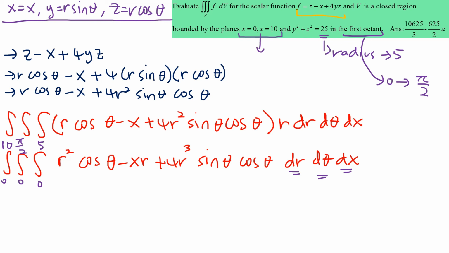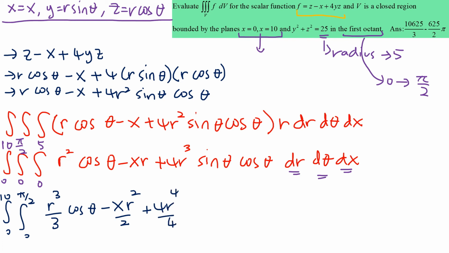Integrate the r. So I have here 0 to n, 0 to pi over 2, r cubed over 3 cos theta minus x r squared over 2 plus 4r to the power of 4 over 4 sin theta cos theta, from 0 to 5, d theta dx. So substitute 5 into the equation.